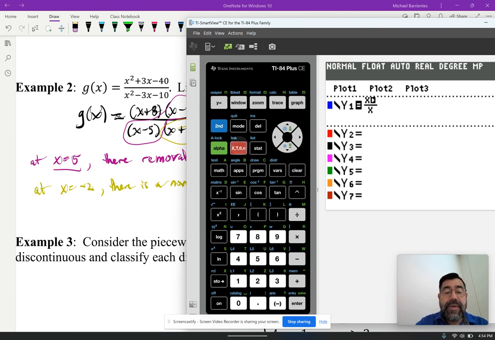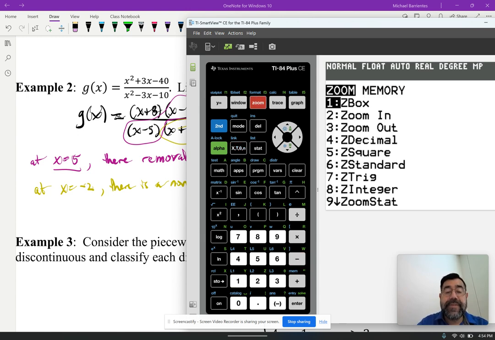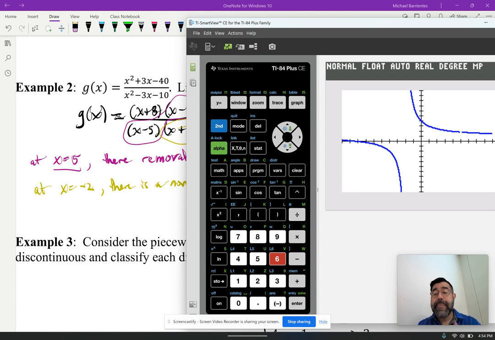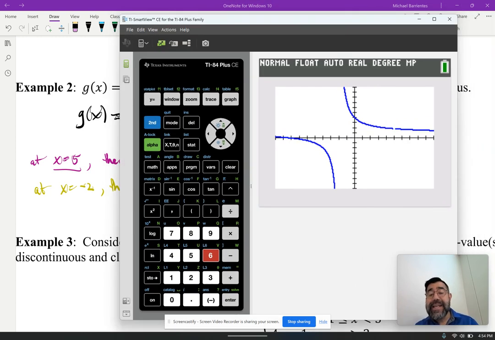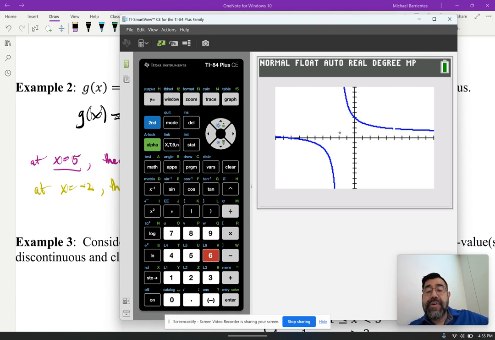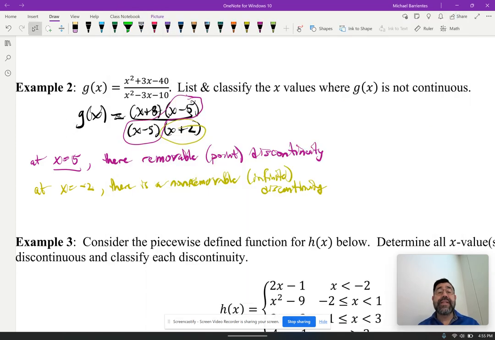All right, so let's clear the top. We'll quickly do x squared plus 3x minus 40. In the denominator, we'll quickly do x squared minus 3x minus 10. Let's see if we can see it in a Zoom 6. Well, I definitely see in the Zoom 6 window, in a standard window, that there is a vertical asymptote at x equals negative 2 right here. Notice the infinite behavior around x equals negative 2. And I can also see that there's a missing point at 1, 2, 3, 4, 5. At x equals 5, there's a missing point. That's a point discontinuity. So what we predicted actually came true.